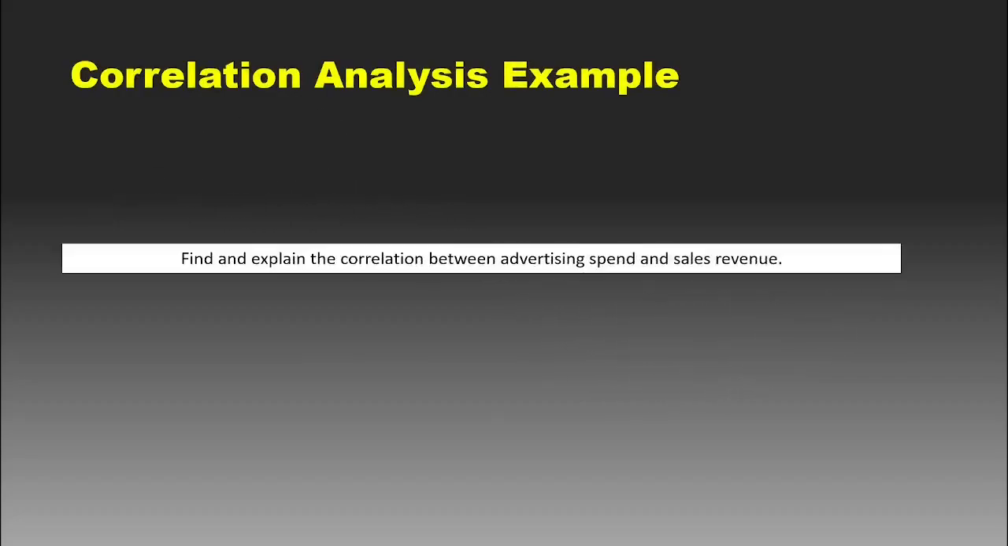Correlation analysis. Find and explain the correlation between advertising spend and sales revenue. AI can analyze datasets to identify relationships between variables. A marketing team might use AI to assess whether increased ad spending leads to higher sales. If the AI detects a strong correlation, the company can invest more in advertising to boost revenue. Conversely, if no significant correlation is found, they might shift their focus to other factors, such as product quality or customer engagement.